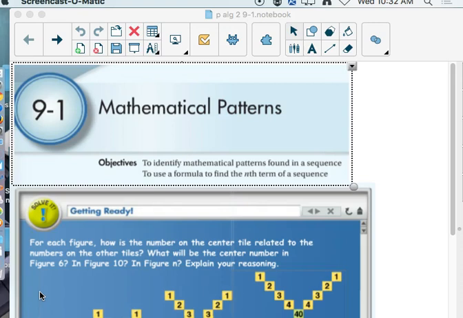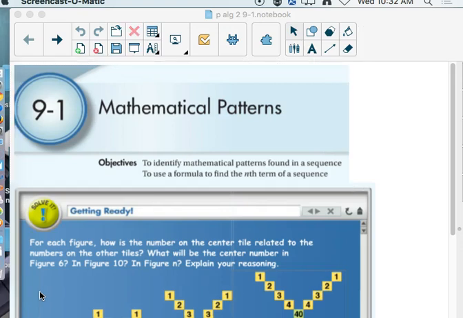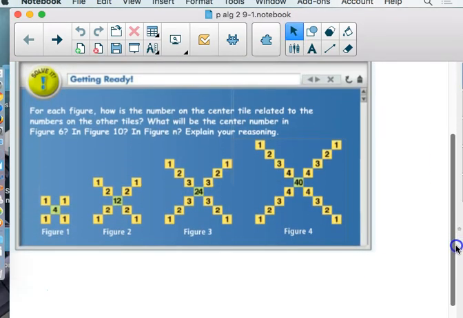That's what formulas are for, to help the rest of us figure out immediately what we need to do here. So we're going to talk about mathematical patterns. Like it says, we're going to identify mathematical patterns found in a sequence and start to talk about formulas to find those next pieces. Here's an example. This Getting Ready is a really good example, but we're not going to go into as much depth as they have there.